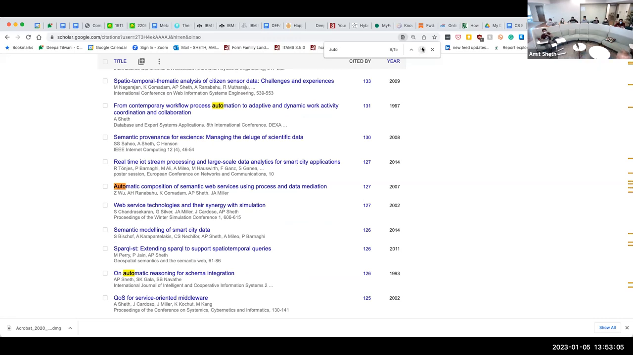This paper here on autonomic reasoning for schema integration. One reason I'm mentioning this is that there was quite a bit of influential work in knowledge representation, frame logic, and then there was something called KL1, a knowledge representation framework, and so on and so forth, for formal representation. And these were precursors to more work on description logics that followed.